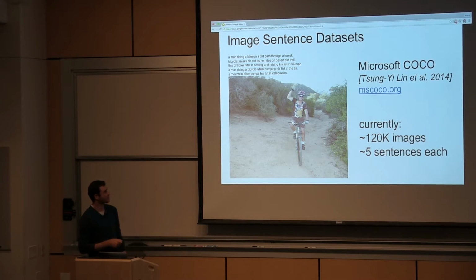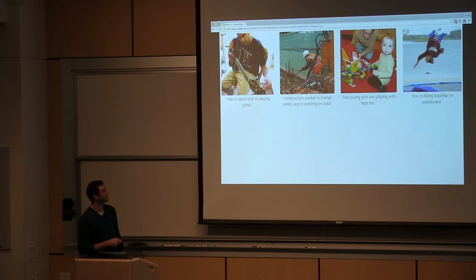When you train this model, the kinds of results that you can expect are roughly like this. This is the RNN describing these images. It says that this is a man in black shirt playing guitar, or a construction worker in orange safety vest working on the road, or two young girls are playing with Lego toy, or boy is doing backflip on a wakeboard. And of course, that's not a wakeboard, but it's close.